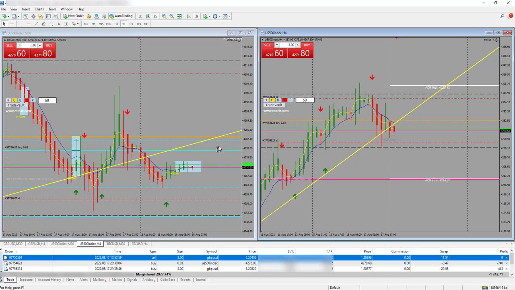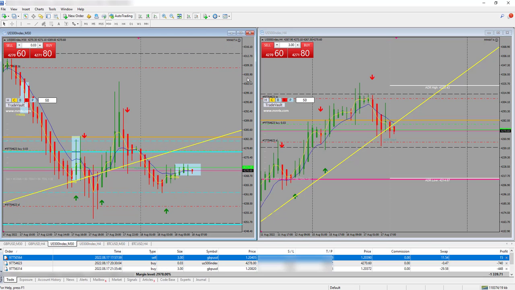once price closes above this area right here, which will be 42.7750. Above 42.7750, I will take a buy, okay? I will take a buy above there, right? And my take profit will be 43.08. At 43.08, I will take profit for the buy.